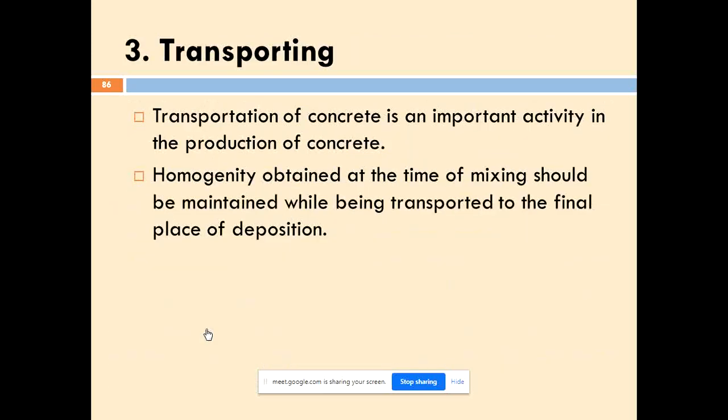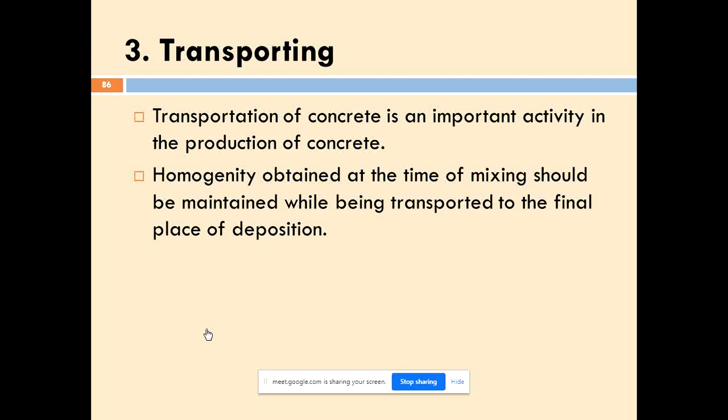results in the site. So one more method I will do today, and the remaining I will do in the next class. So this is transporting. After mixing of concrete is done, the mixing will be done homogeneously.